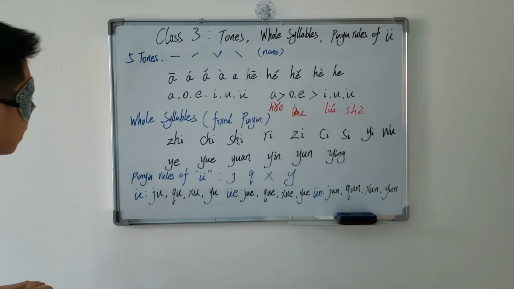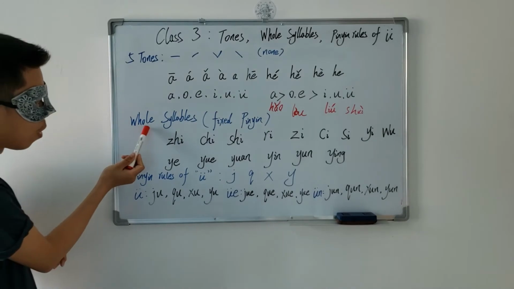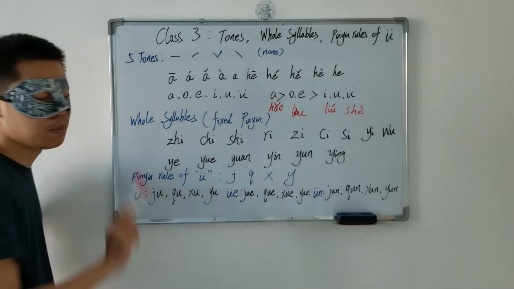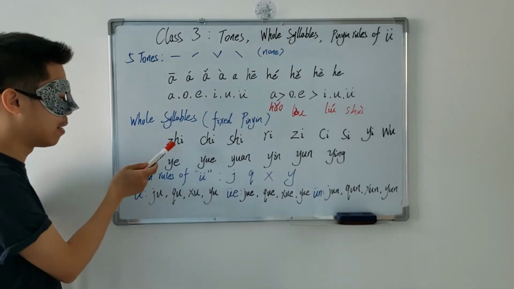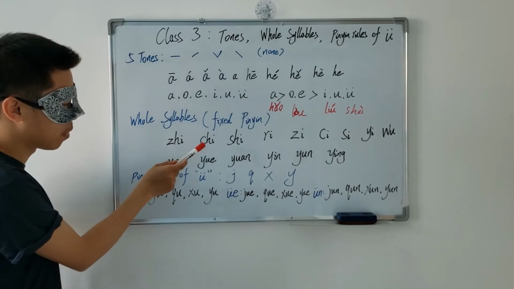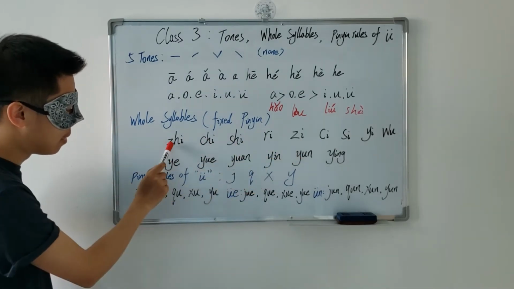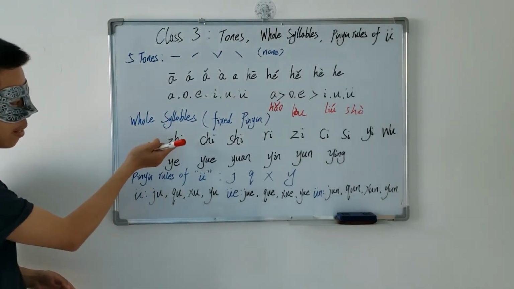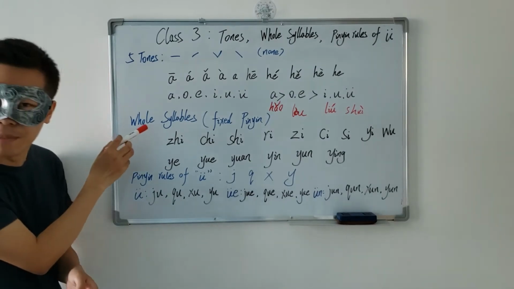Okay, this is the 5 tones. Then let's go to the next. Let's start the whole syllables. The whole syllables are actually fixed pinyin. It means this pinyin can only be written this way. It cannot combine with other pinyin letters. Okay, let's learn its pronunciation.